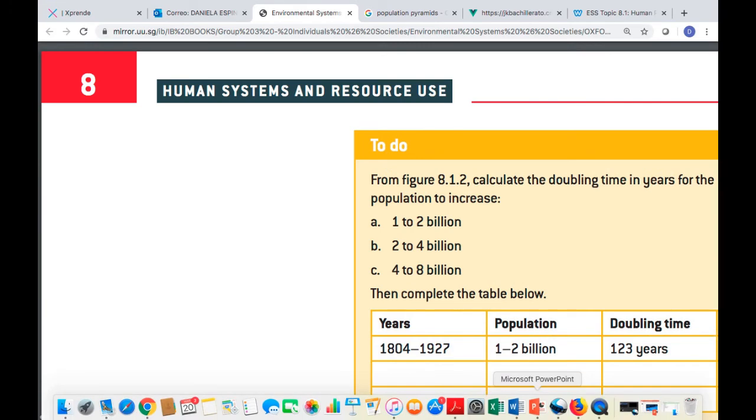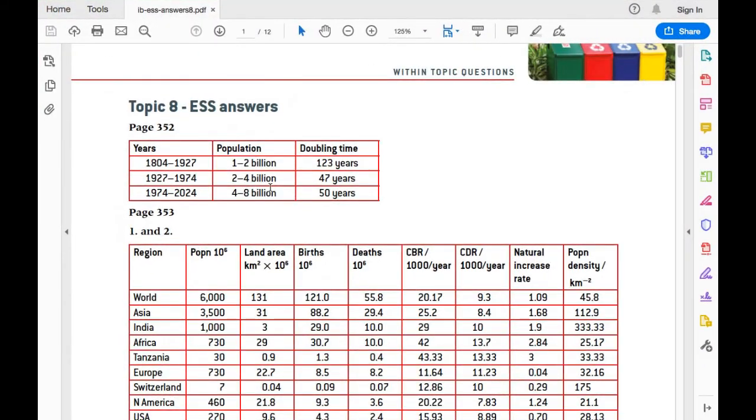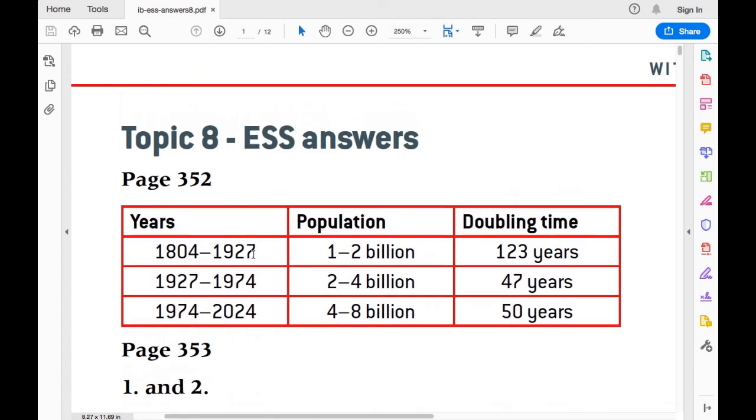I want to show you the answers in this part. As you can see, these are the answers for 1 to 2 billion, 2 to 4 billion, and 4 to 8 billion, and the years of doubling time. So that is how to solve a doubling time using the data available on one graph.